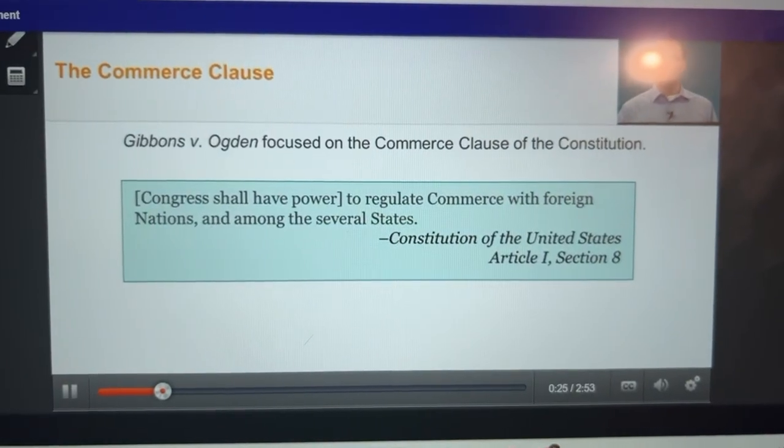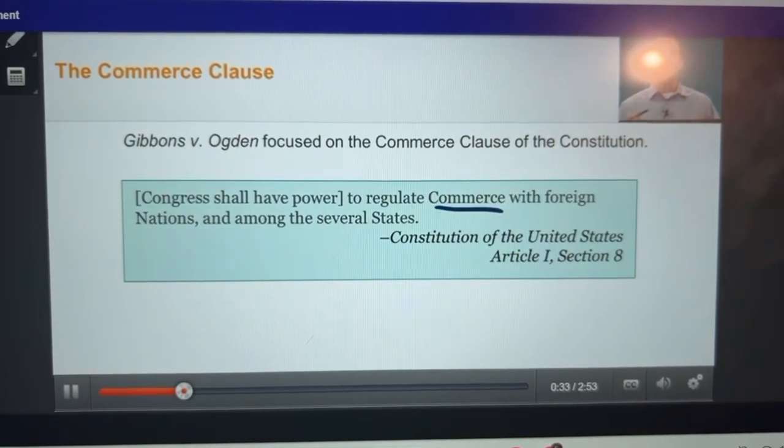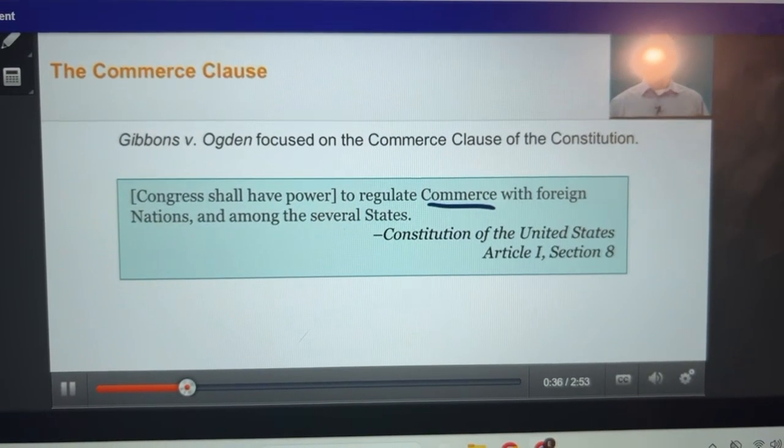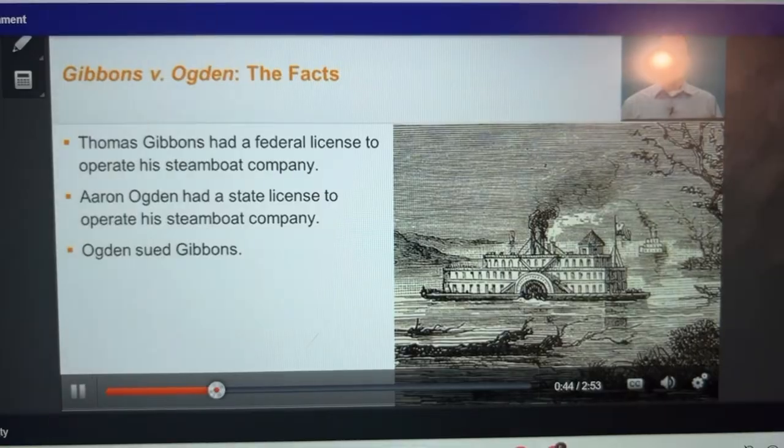Now, notice, it does not define what commerce is. Is that just the exchanging of money, or could it be the exchanging of licenses, or of something else? It doesn't define it. So this is the first time the Supreme Court is going to rule on the Commerce Clause and define what commerce is. So, first things first, the facts.